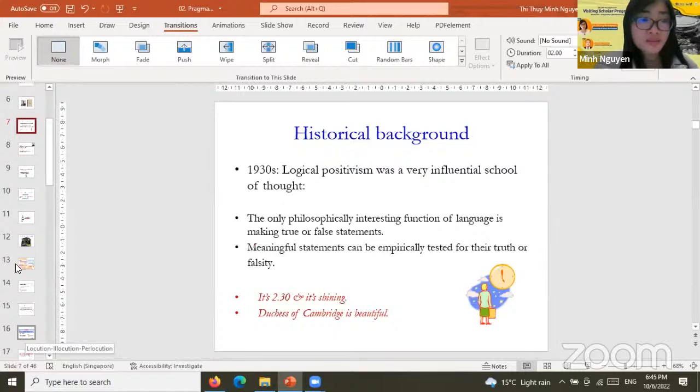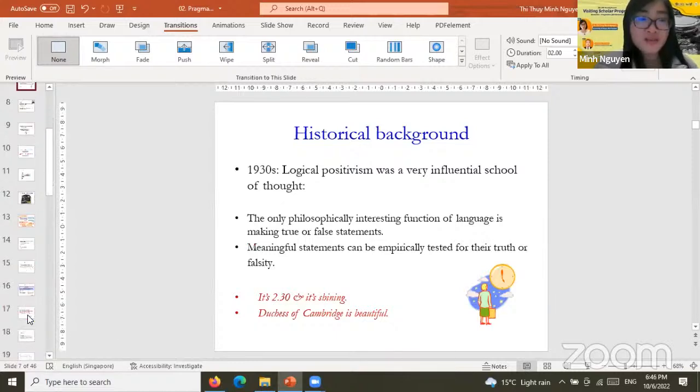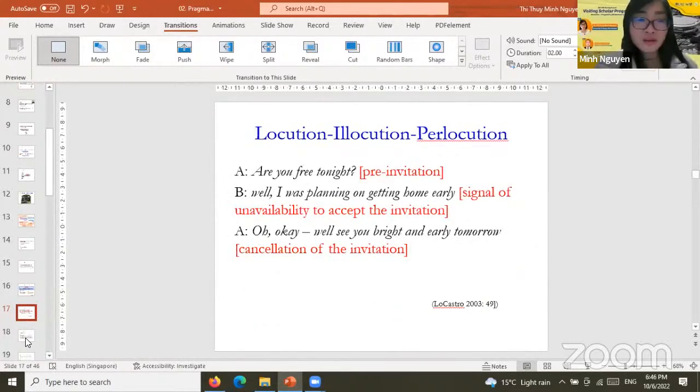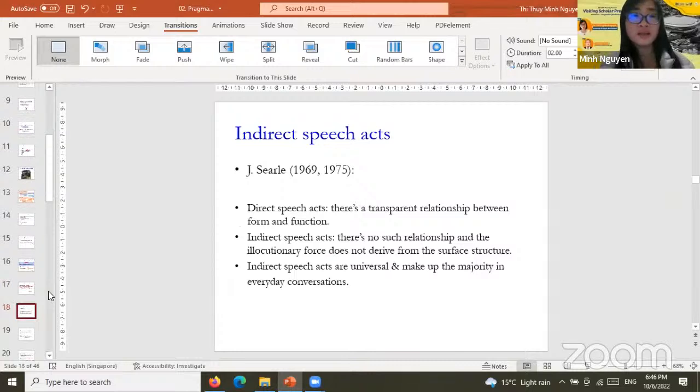And Austin's theory is very important. It plays a very central role in linguistics, because he talked about the functional aspect of language. Okay, so we don't just use language. Previously, linguists were only interested in the formal aspect of language, right? But with Austin, we shift our attention to the functional aspect of language. Why do we use language? We use language for certain functions.